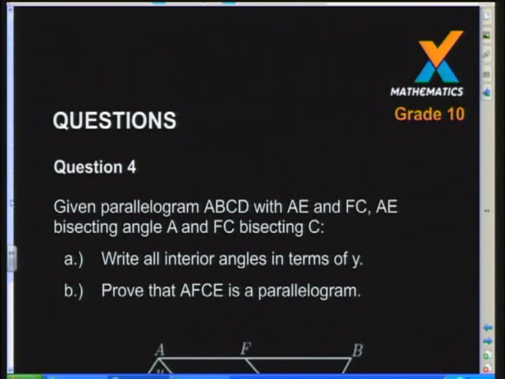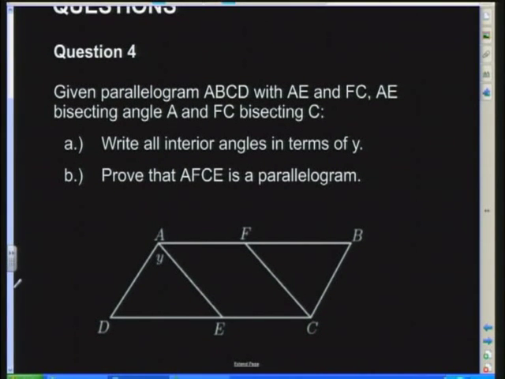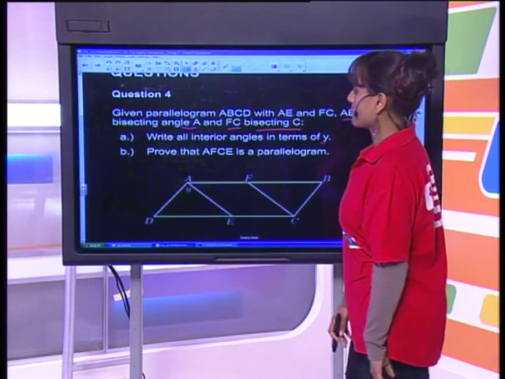So this is question 4. They say given parallelogram ABCD with AE and FC. So that's just, AE is just a line, FC is just a line. They also tell you that AE bisects angle A. Bisects, remember, cuts in 2 equal bits. And then FC bisects angle C. So FC also cuts angle C into 2 equal bits. But then ask you to write down all the interior angles in terms of Y. Okay, so let's have a look at that part first before we look at part B.